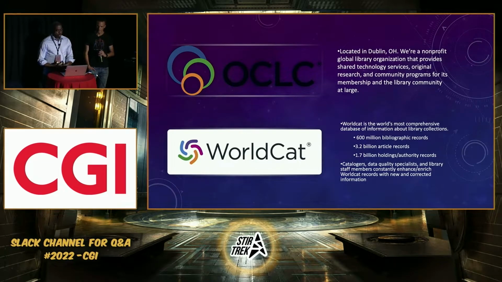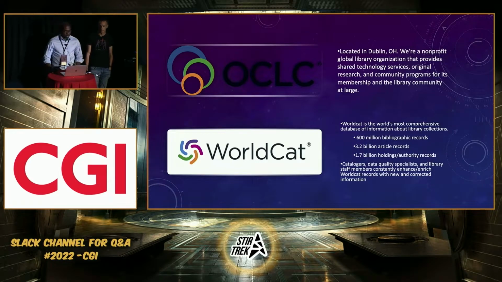We're here to talk really about how to set up a graph-based infrastructure and a little bit about where we're from. OCLC is located in Dublin, Ohio. Ryan and I work there. We're a nonprofit organization which manages data for multiple libraries, and we provide shared technology services for these organizations. One of the main things that we support and control is this massive data set known as WorldCat.